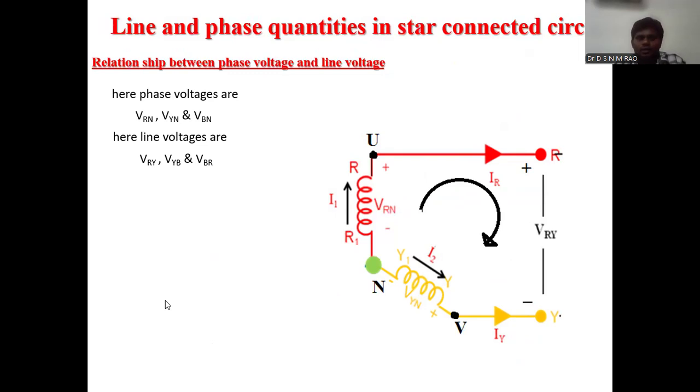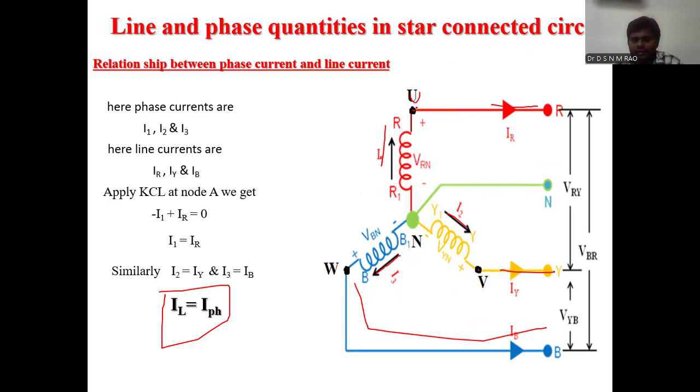Now we will see the relationship between phase voltage and line voltage. Similarly, for finding the voltages, I will apply the KVL in this mesh. Here I have already defined the phase voltages and line voltages. Phase voltages are VRN, VYN and VBN, and line voltages are VRY, VYB, VBR.